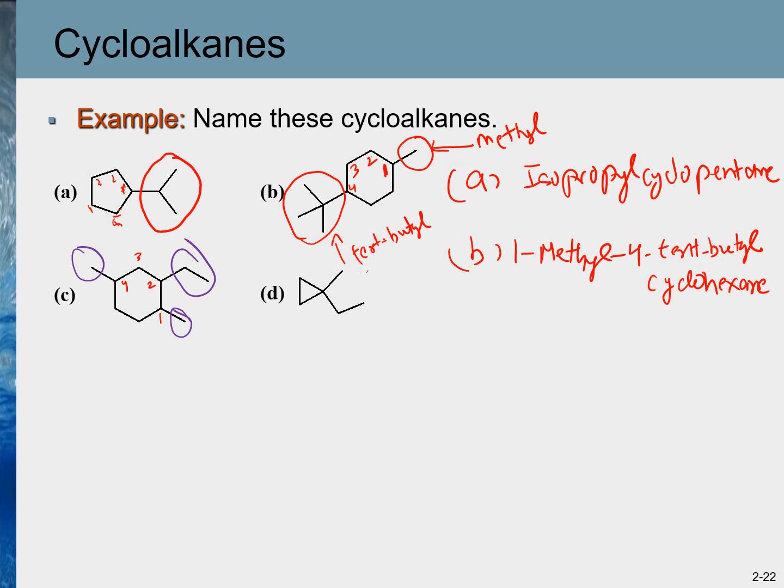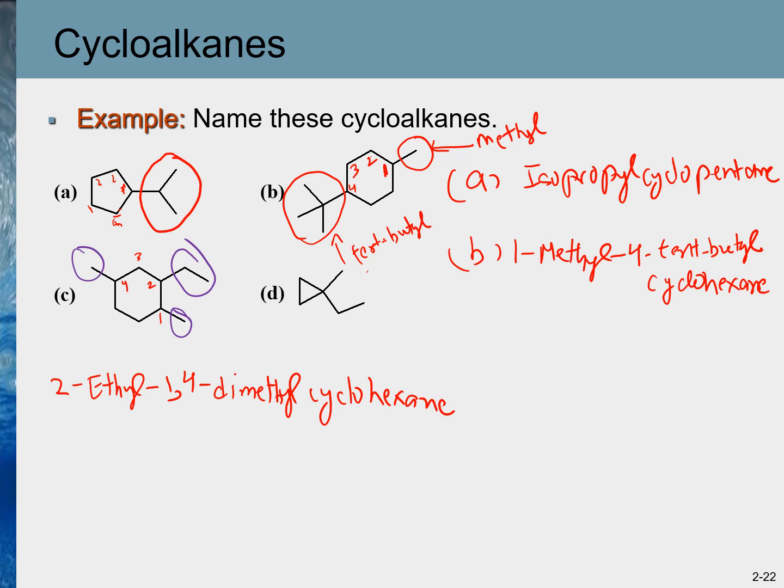So the name of this is, when we write the name, then of course we arrange them alphabetically. So it will be 2-ethyl-1,4-dimethylcyclohexane.